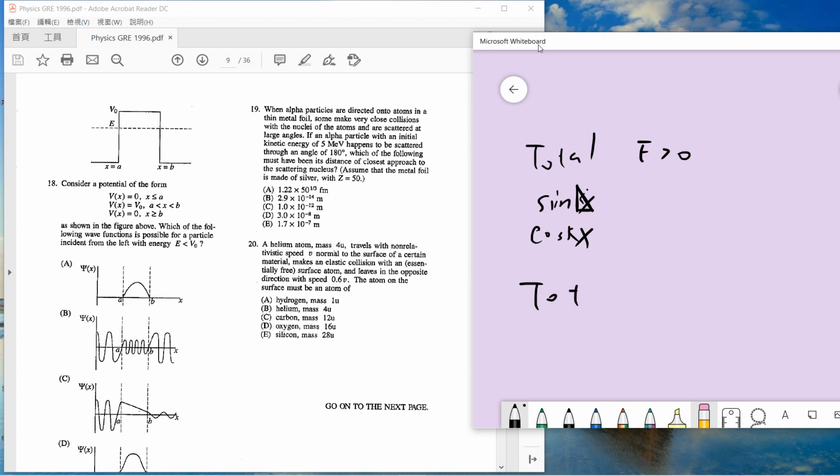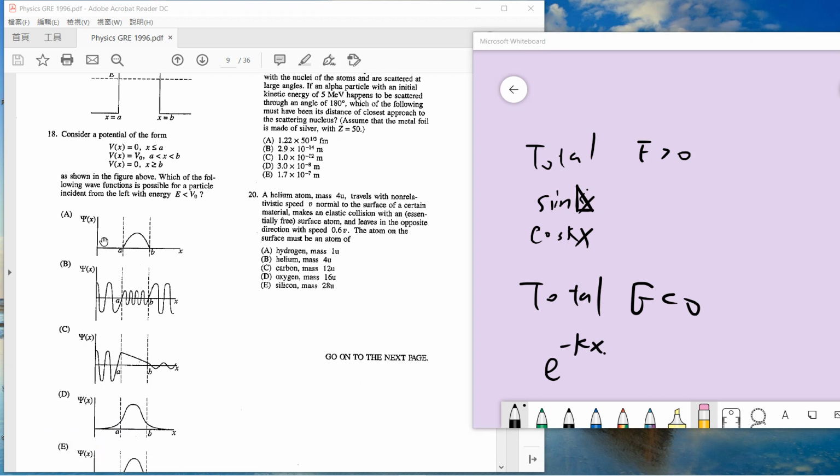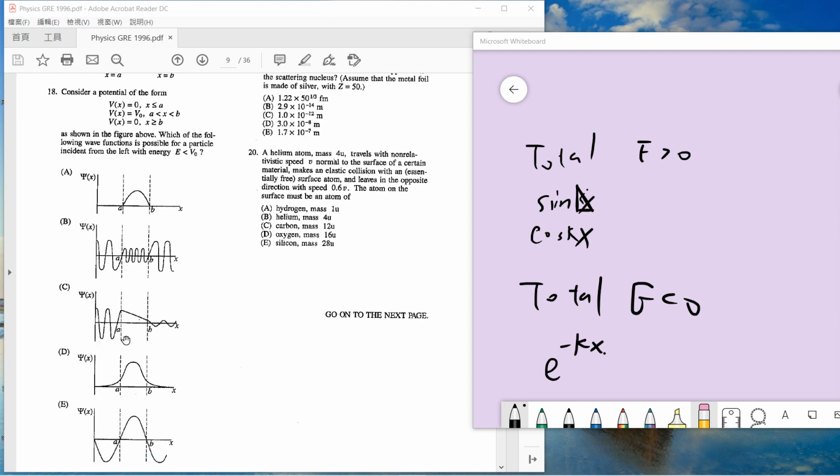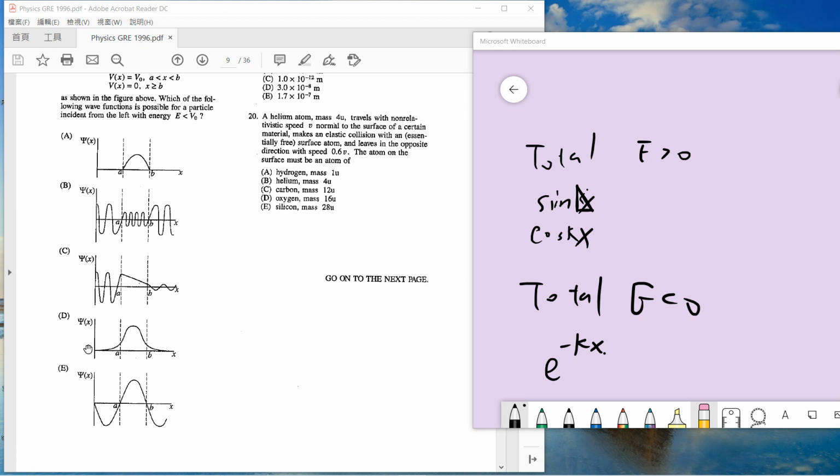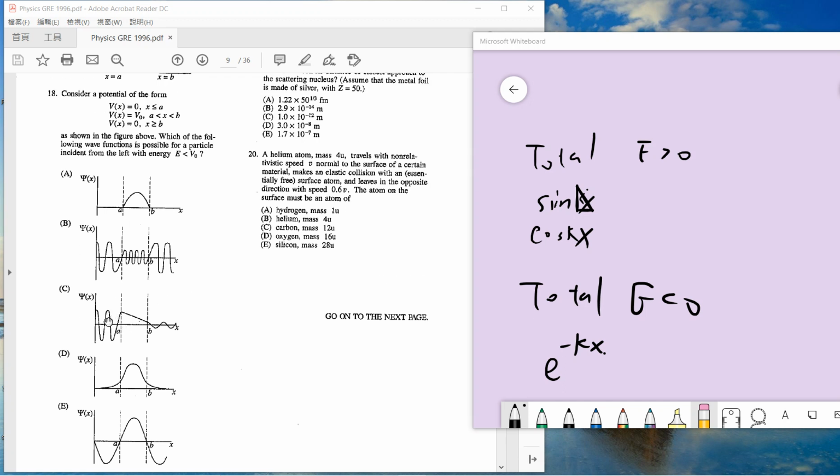And then when the total energy is less than 0, in this region you have some exponential decay. So the first one should be sine or cosine, and the middle one should be exponential decay. So the only one remaining is C. D and E are not possible, because for E, the middle one should be exponential decay. For D, these two should be sine or cosine, basically oscillation. So the only remaining is C, which has the feature we want.